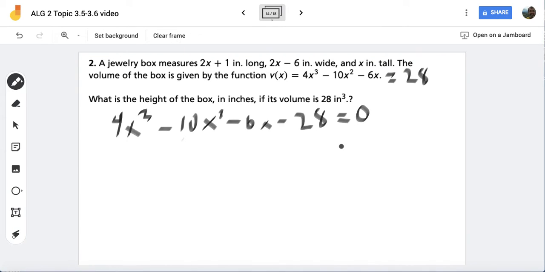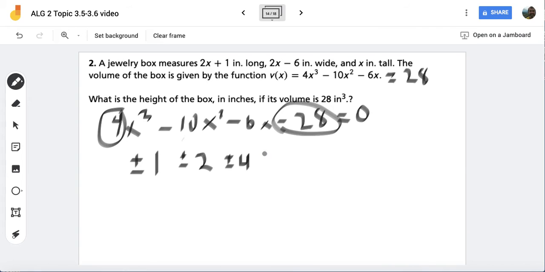Now, to find out what's going to be a possible answer, it's all the factors of negative 28 divided by all the factors of 4. So I have positive or negative 1, positive or negative 2, positive or negative 4. What else can go into 28? Positive or negative 7, positive or negative 14, and positive or negative 28. I knew these last three because if it's 1, 2, and 4, I can divide 28 by 1, 2, and 4 and get these other three numbers.